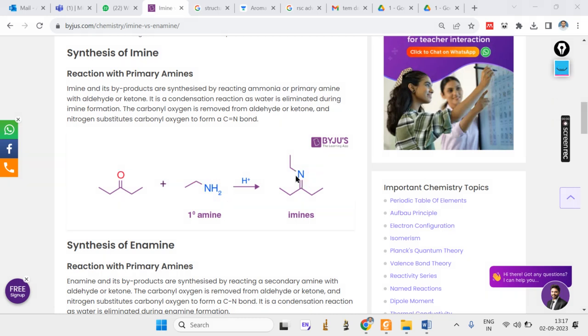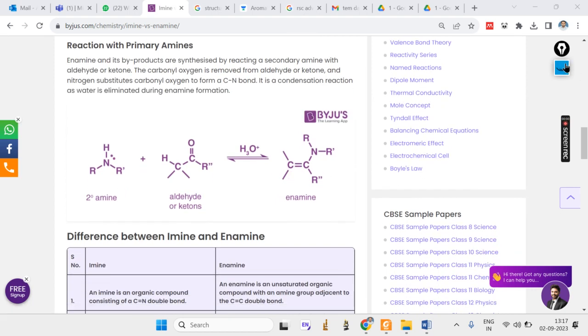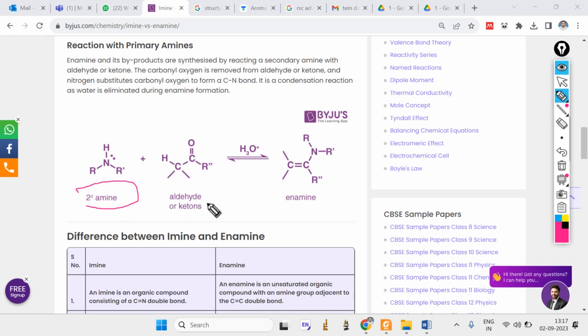Next, enamine. Enamine is formed upon reaction of a secondary amine with an aldehyde or ketone. In the presence of acid, enamine can be prepared. Here the carbonyl oxygen and this group are removed as water, and now this carbon and nitrogen form a bond, followed by the double bond. That's it. This is known as enamine.